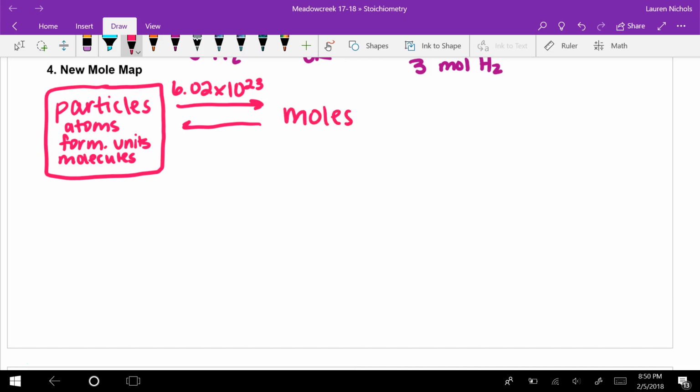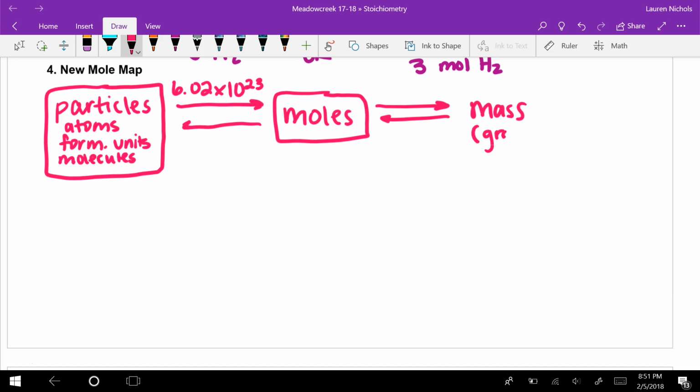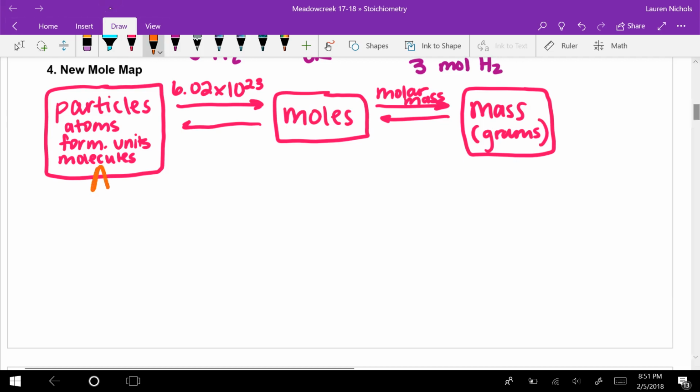And then when you're in moles, you could change moles into mass, which has units of grams, by using the molar mass. So this is what we were using in our last unit. Now, let's say this is of substance A. So this is particles of A, moles of A, grams of A, right?